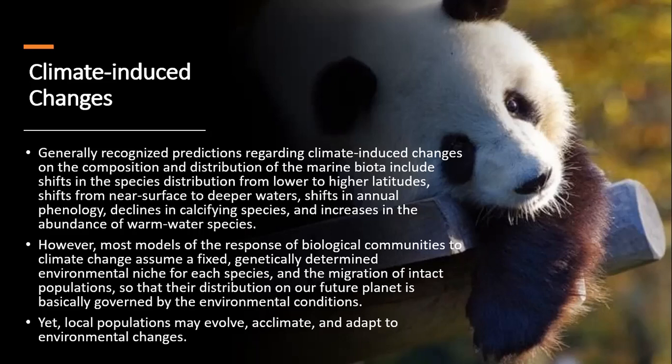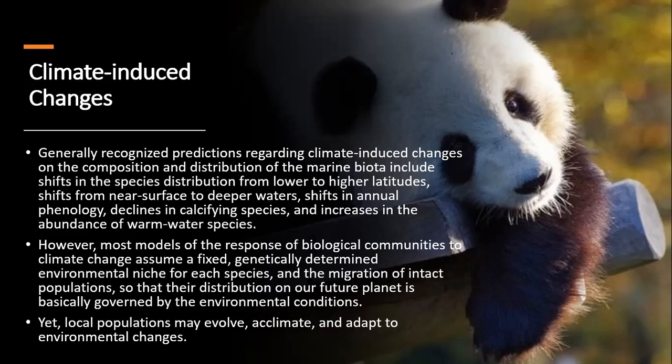So just to conclude what this slide is saying: while these changes are happening and causing organisms to move to different places to find favorable conditions, there are instances where local populations may actually evolve, acclimate, and adapt to environmental changes. Evolve means that they adopt new ways of living. For example, if they used to feed on a particular organism that no longer resides in that area because of increases in temperature, they might decide to start feeding on something else so that they don't have to move, because the heat isn't really bothering them. Or they might choose to acclimate.